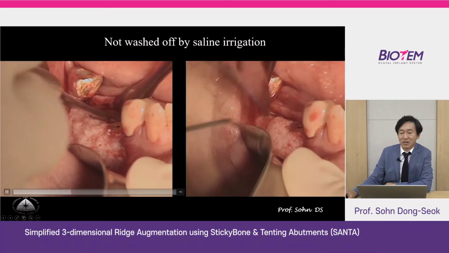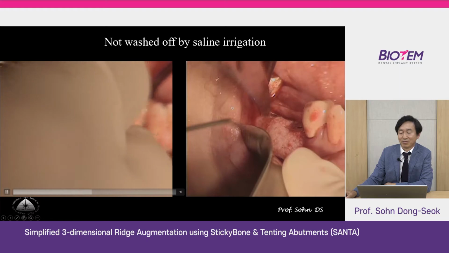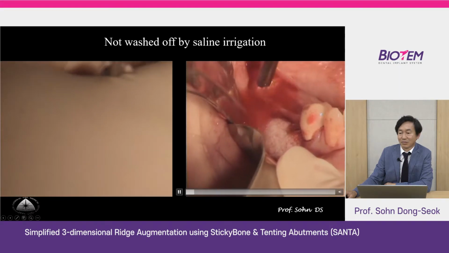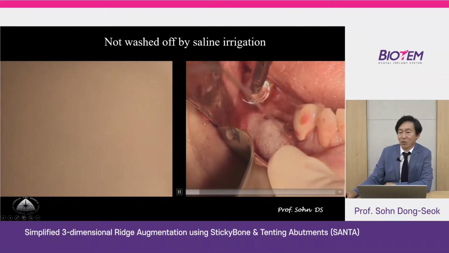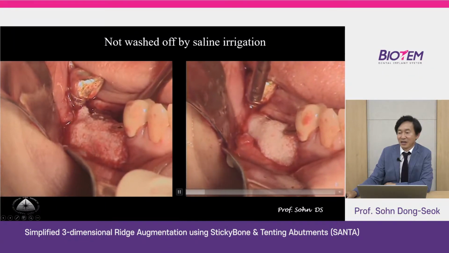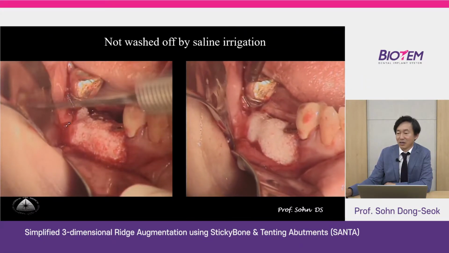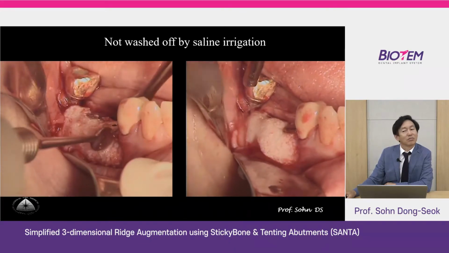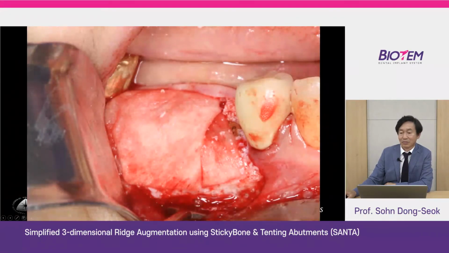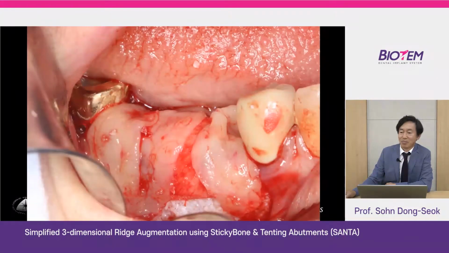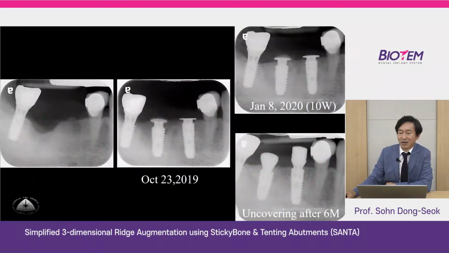Take a closer look at the consistency of grafting materials. The bone graft was not washed off by saline irrigation, as shown in this video. You can see the very good solid condition of the grafting materials. And a collagen barrier membrane was placed over the bone graft without special stabilization technique. Simple placement was done, and a CGF membrane was placed over the collagen barrier membrane to accelerate soft tissue healing.